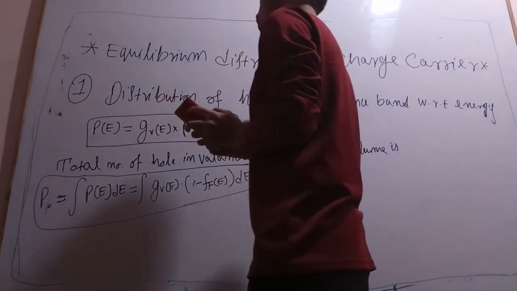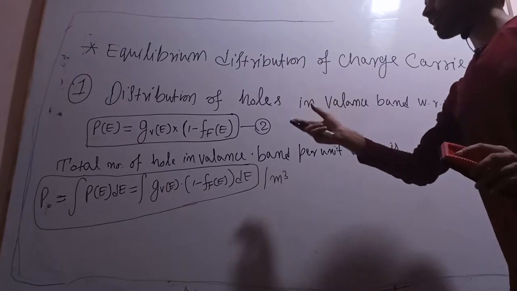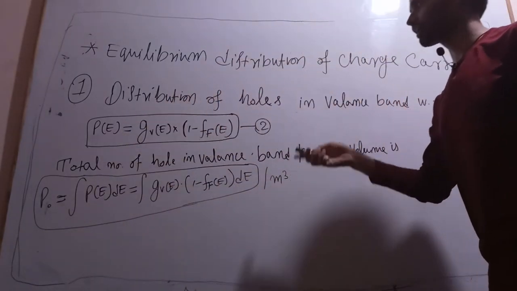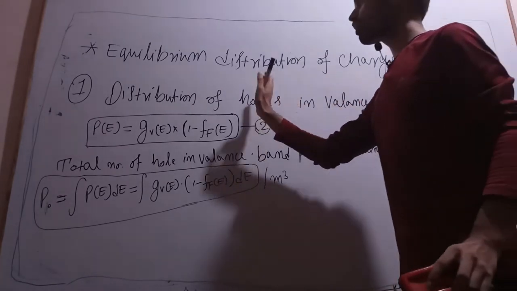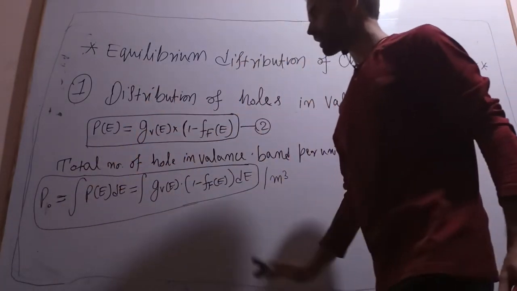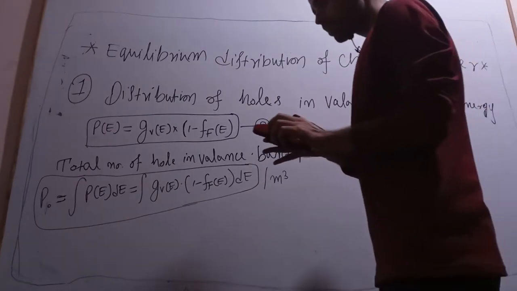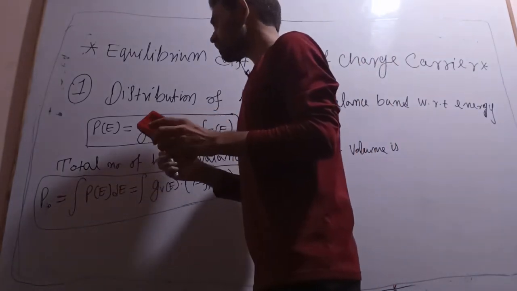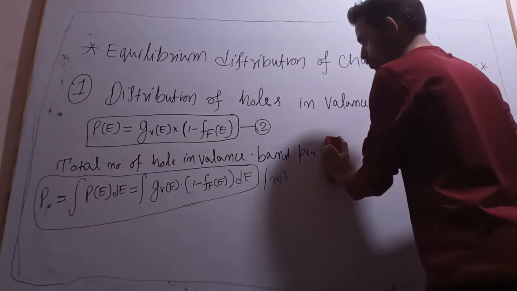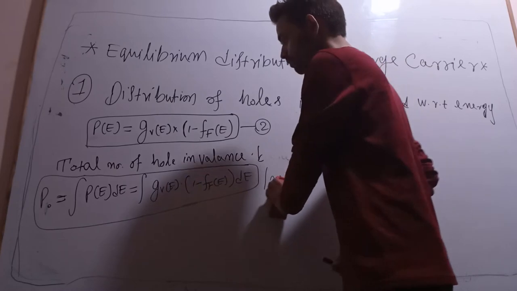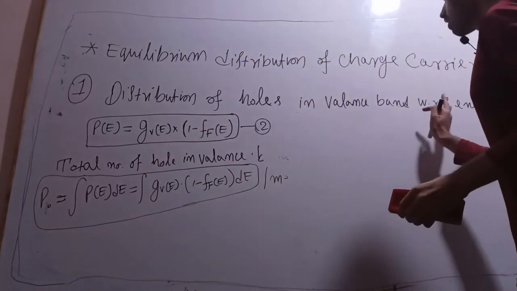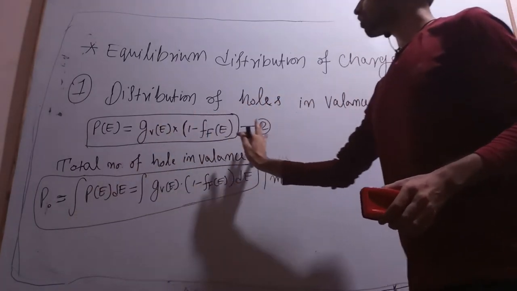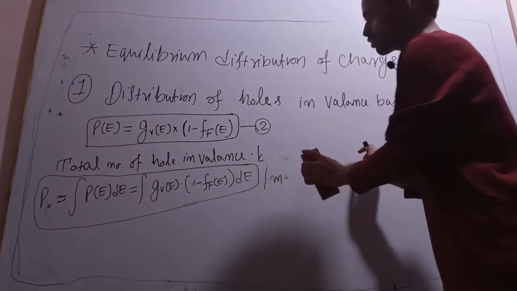These are the distributions of charge carriers. How exactly the charge carriers are distributed within the semiconductor, we have seen for electron as well as for hole. As we know very well, the thermal equilibrium concentration of charge carriers, we have done both of these for electron and hole.